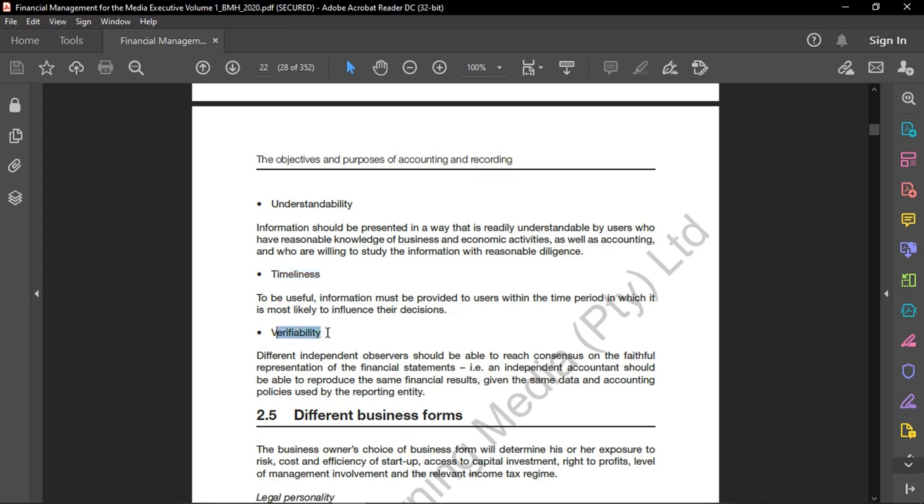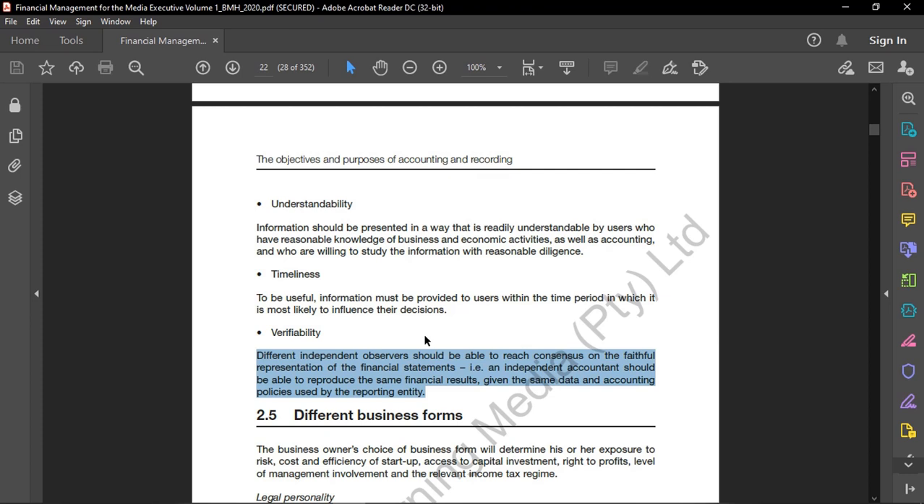And then the last one here is verifiability. Verifiability means, are we able to check? Are we able to confirm? Can we verify if something has been done correctly? So the more supporting information you provide, where you can actually verify and see that the information is reliable and correct and faithfully represented, that obviously adds more to the overall quality of the information provided.